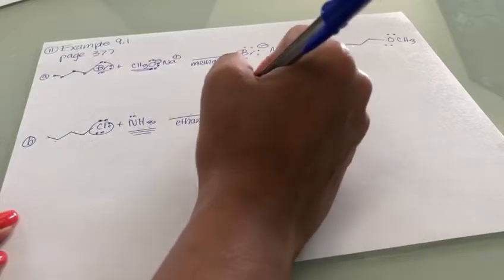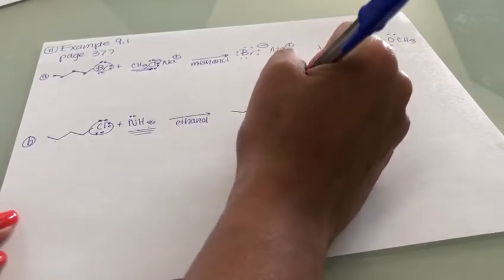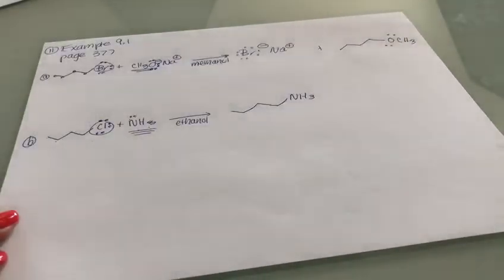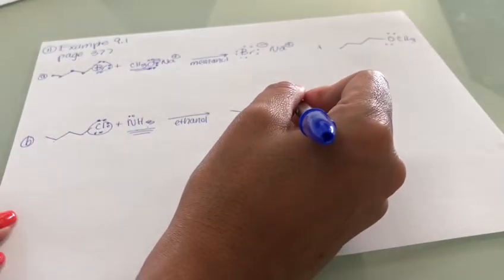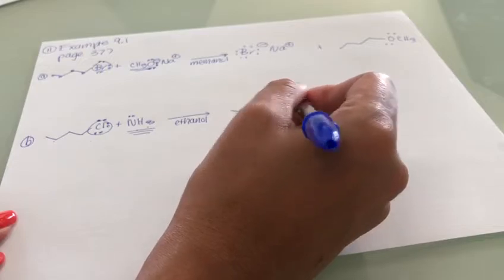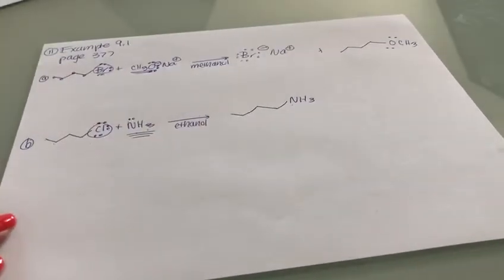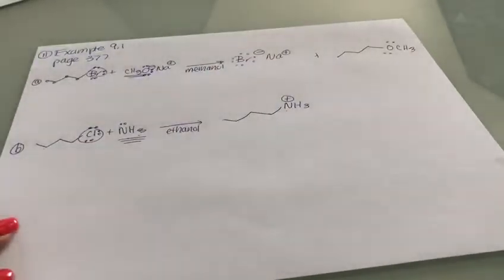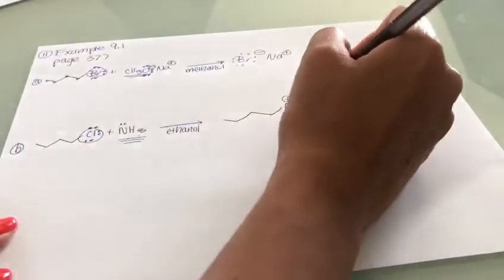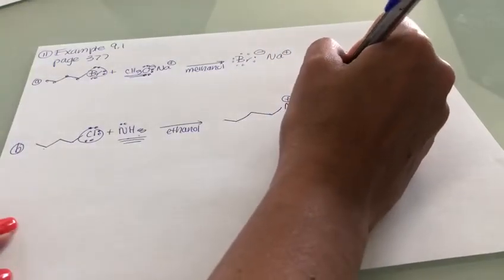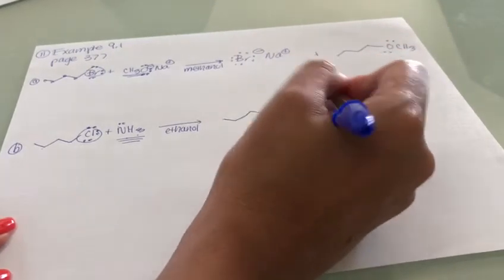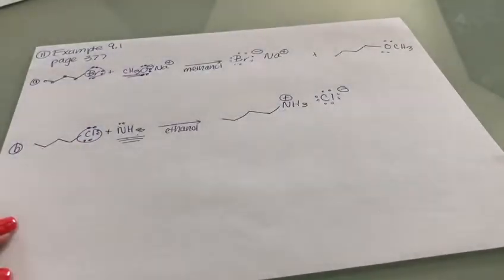And count the carbons, 1, 2, 3, and 4. So draw 4 carbons, 1, 2, 3, and 4. But instead of the Cl, you're gonna have the NH3. And because you have 4 bonds now attached to the nitrogen, 1 and the 3 coming from each of the hydrogens, then you will end up with a formal charge of +1 on the nitrogen. And the leaving group is the chloride ion. And you can use this to counter the balance of the nitrogen.